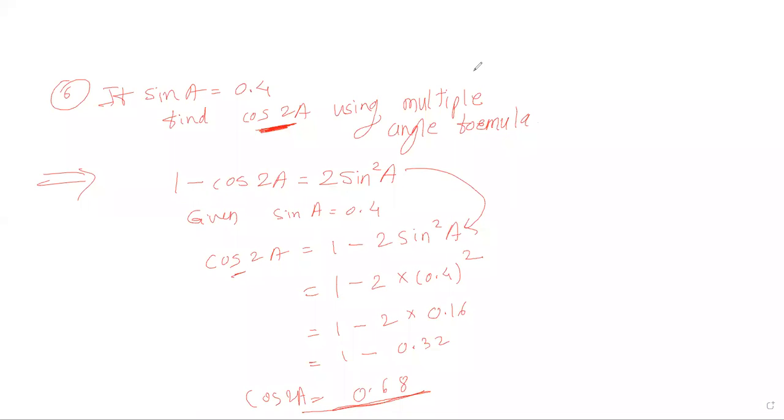So we are moving on. Next example, the seventh one. Prove that 8 cos cube pi by 9 minus 6 cos pi by 9 is equal to 1.